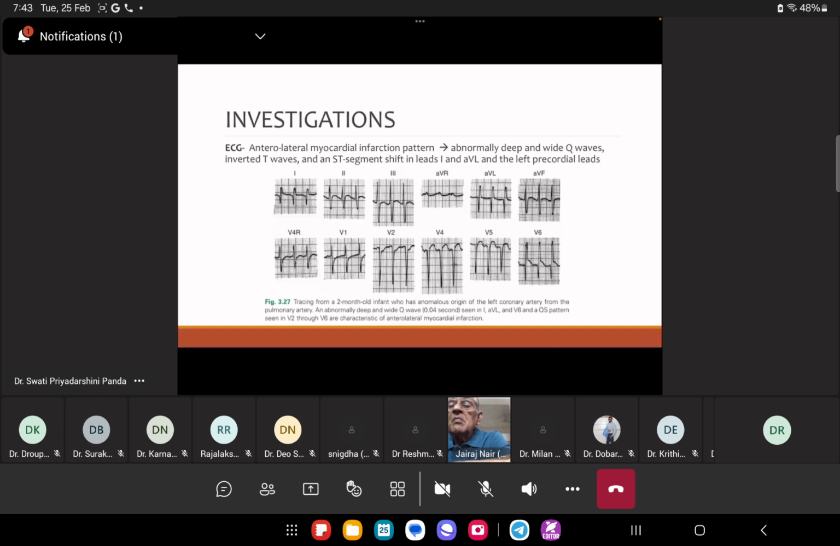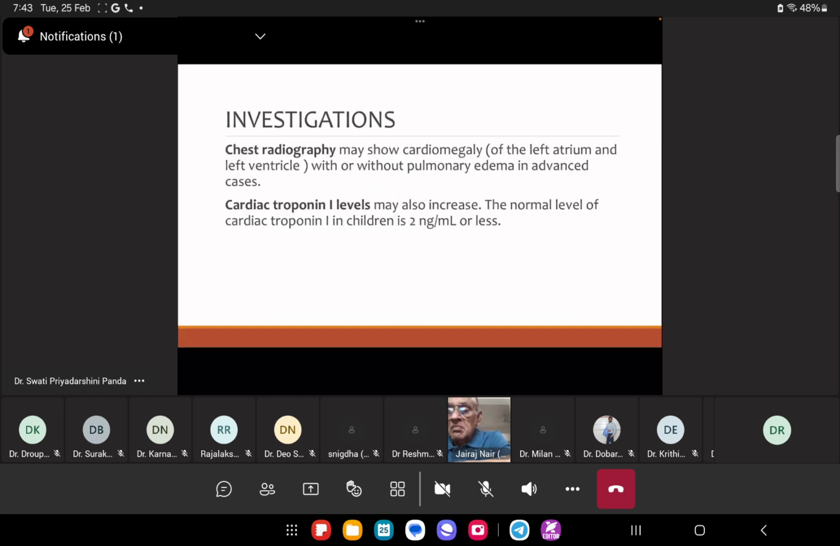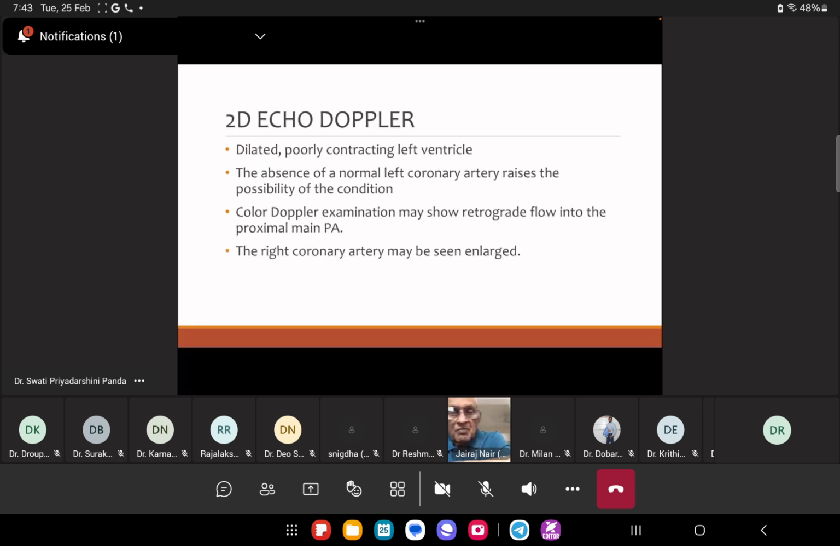This is the ECG of a 2-month-old infant who has ALCAPA, showing deep and wide Q waves in lead 1, AVL and lead V6 and a QS pattern seen in V2 to V6, which are the characteristics of anterolateral MI. Chest X-ray shows cardiomegaly with or without pulmonary edema features. Cardiac troponin I levels may also increase. The normal level of cardiac troponin I in children is less than 2 nanogram per ml.